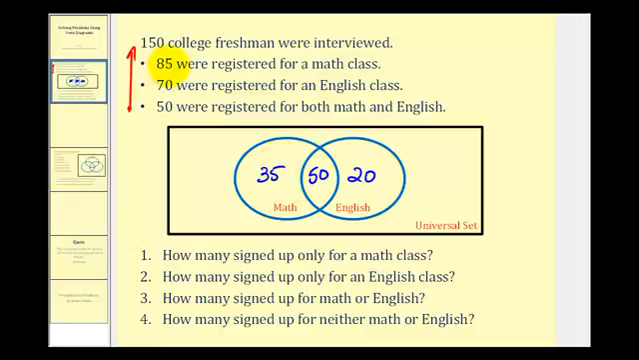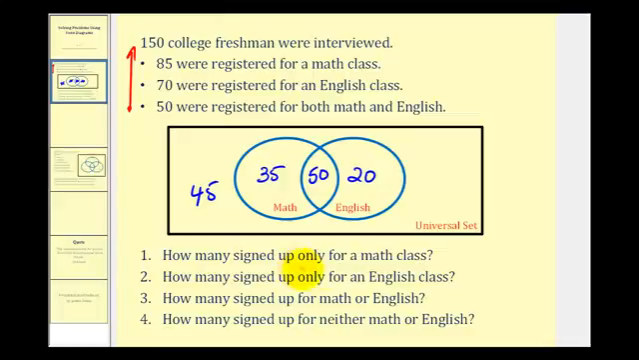And since 150 students were interviewed, notice that 35 plus 50 plus 20 are the only students that have been accounted for so far, which is 105 students, which means there must be 45 students in this region here that are not taking math or English. Now let's answer the questions.